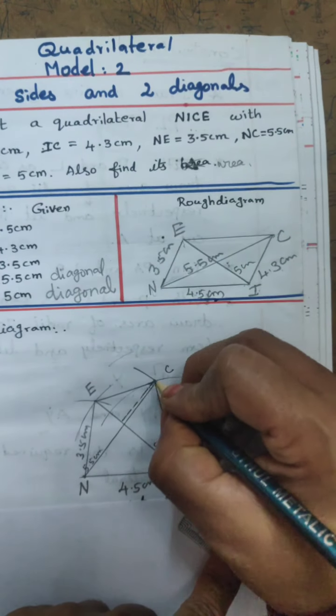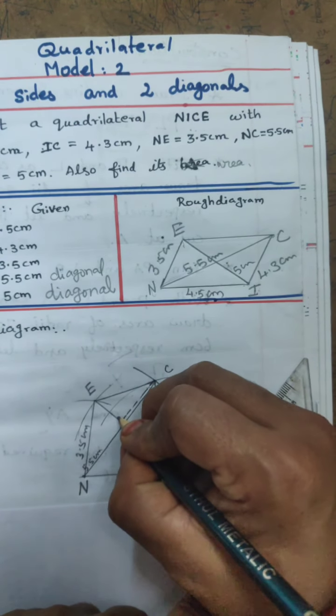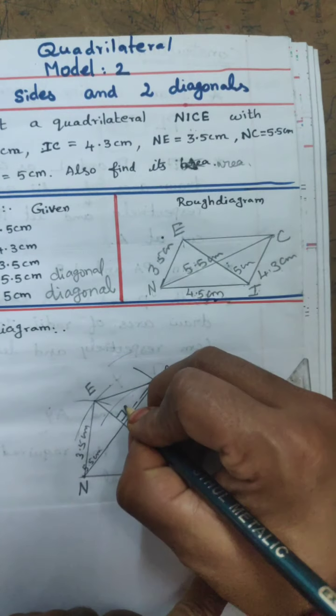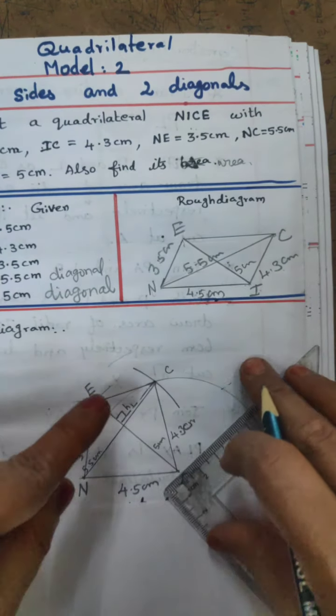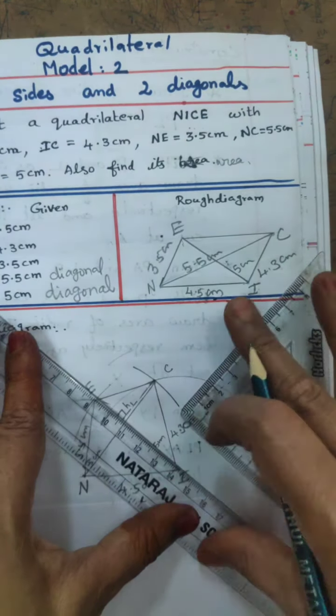This is called the perpendicular line. This is H1.